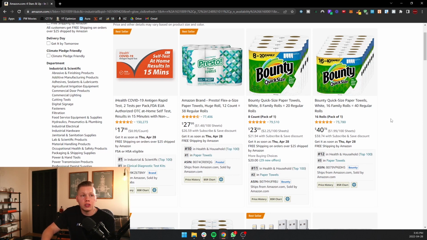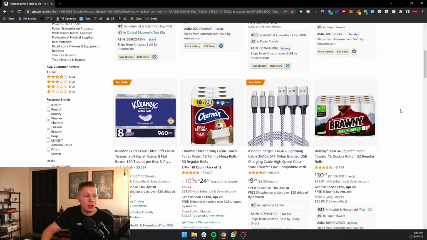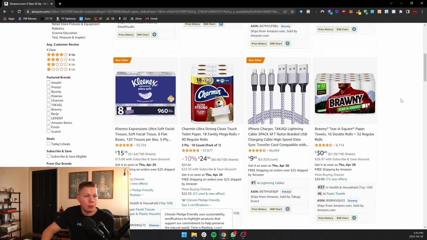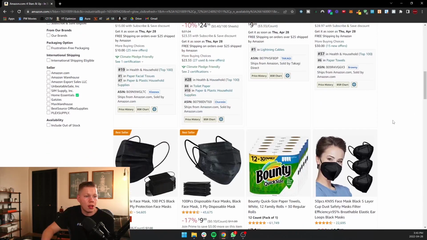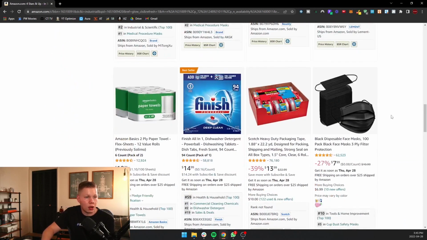What we're doing here is looking for some inspiration of some items or some brands that we know of. This is going to be the first criteria. We want to recognize the brands as household names or big brands. As we're scrolling here, we can see Bounty, Charmin, Brawny, right? Kleenex was up here as well. There's some masks in here. We're not going to pay attention to those necessarily.